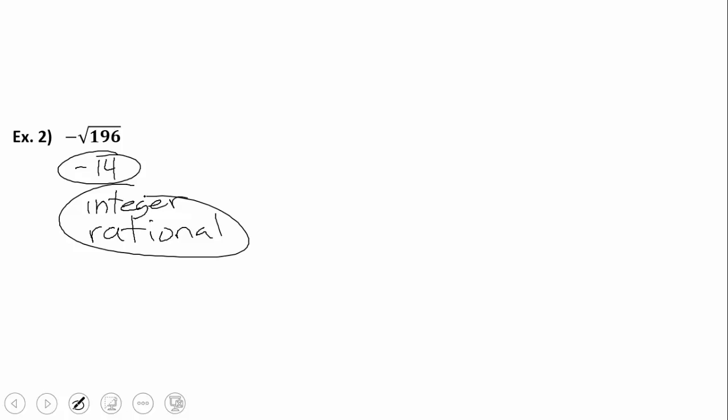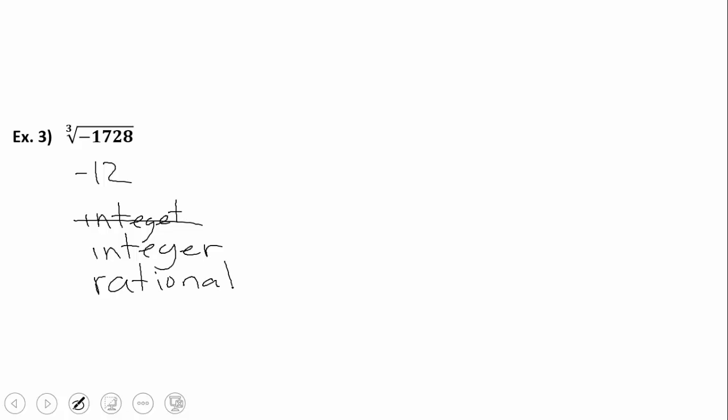Moving right along, our next one, the cube root of negative 1,728. Well, is negative 1,728 a perfect cube? If it is, then it's rational. If it is not, then it's irrational. And when you use your calculator, you find that, yes, we get negative 12. So negative 12 is also an integer. Boy, I'm having a really hard time spelling today. And it's also rational. If it's an integer, it has to be rational. All right? Moving right along.